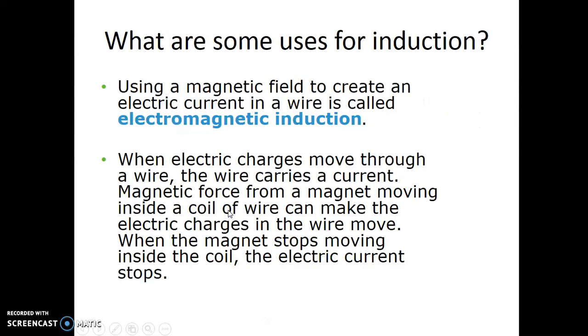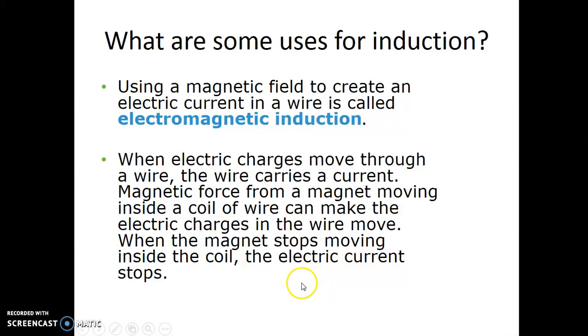The other thing we have here is electromagnetic induction. Using a magnetic field to create electric current in a wire is called electromagnetic induction. So we can actually reverse that. Instead of taking electric current and making something move, we can take something that moves and make an electric current. When an electric charge moves through a wire, the wire carries a current. Magnetic force from the magnet moves inside the coil of wire and makes electric charges in the wire move. When the magnet stops moving inside the coil, the electric current stops.